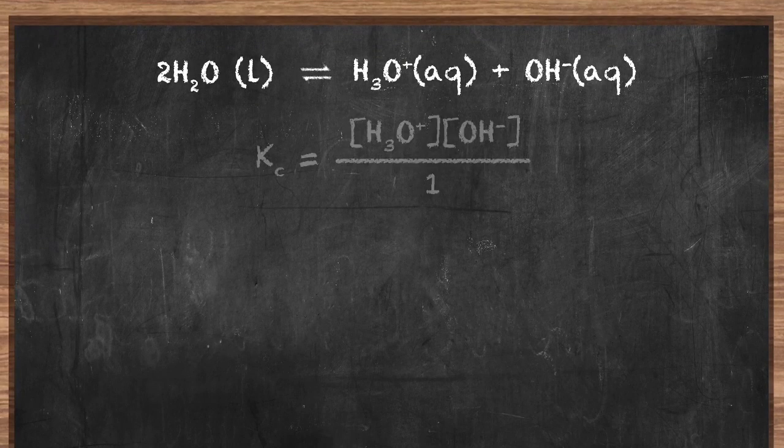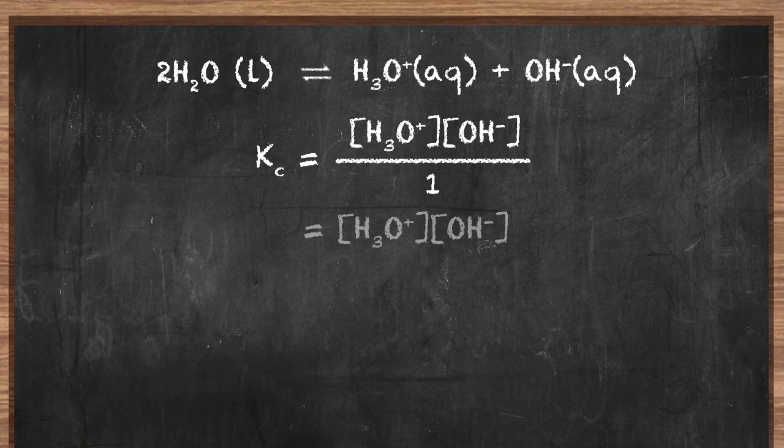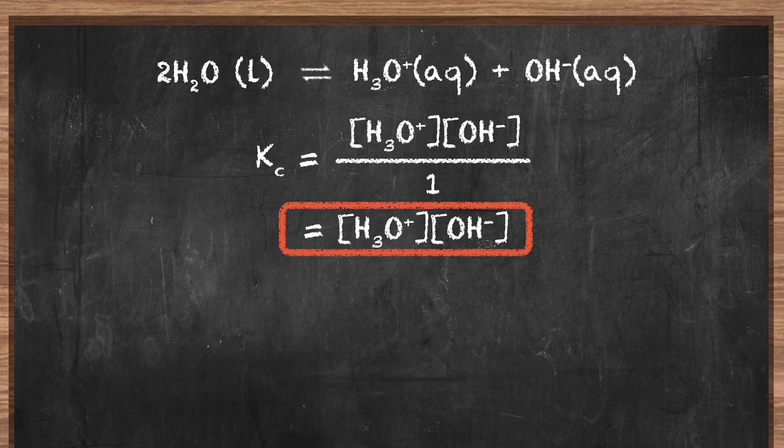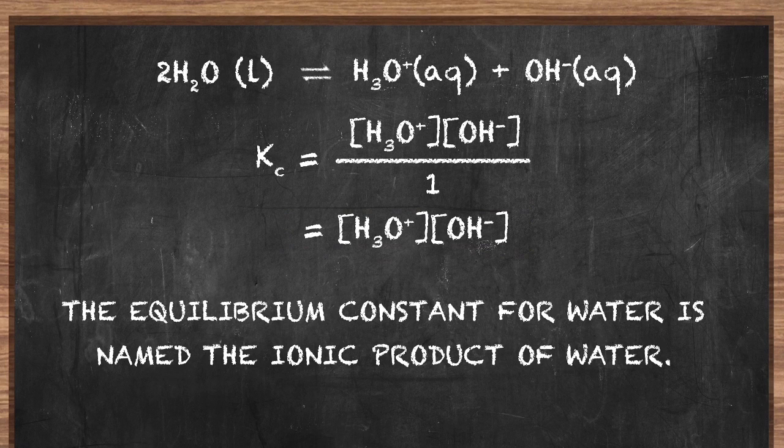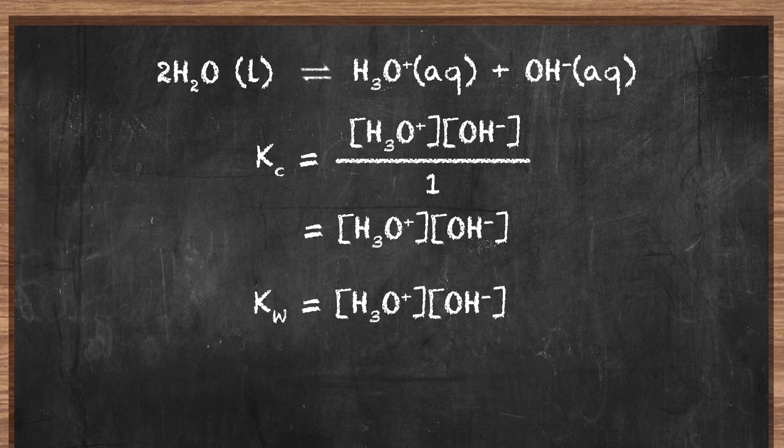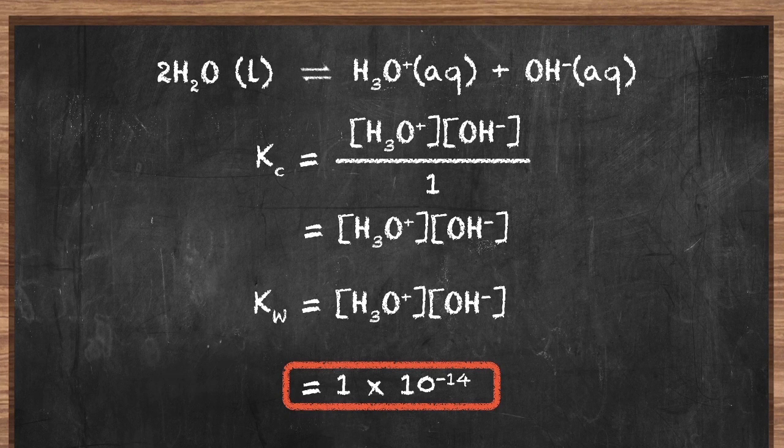Writing an equilibrium constant for the reaction, we see that the denominator is equal to 1, since there is no value that we can assign to the concentration of pure liquids, water in this case. Removing the denominator, we find that Kc is equal to the product of the hydronium and hydroxide ion concentrations. The equilibrium constant for water is named the ionic product of water. We use the symbol Kw for this expression. Its value at 25 degrees Celsius is 1 times 10 to the power of minus 14.